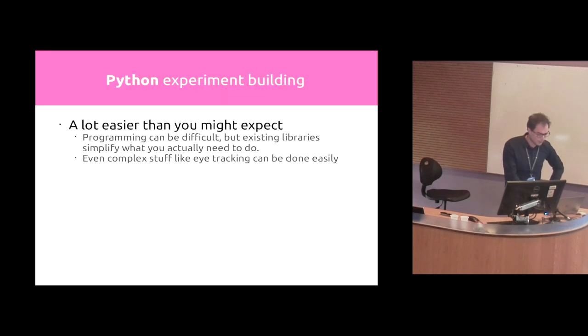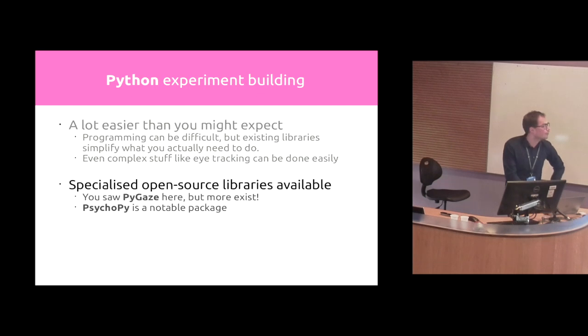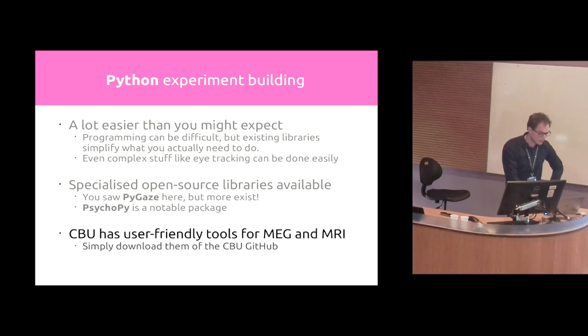So in conclusion, Python experiment building can be a lot easier than you might have expected at the start. And even very complex stuff is relatively okay-ish to do. There are specialized open source libraries available, so I presented all sorts of stuff in PyGaze in this case, but there's other stuff as well, like PsychoPy and Pygame, and they all have similar object-oriented interfaces.